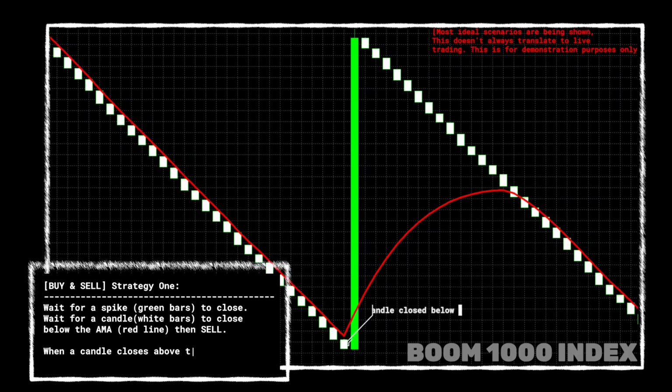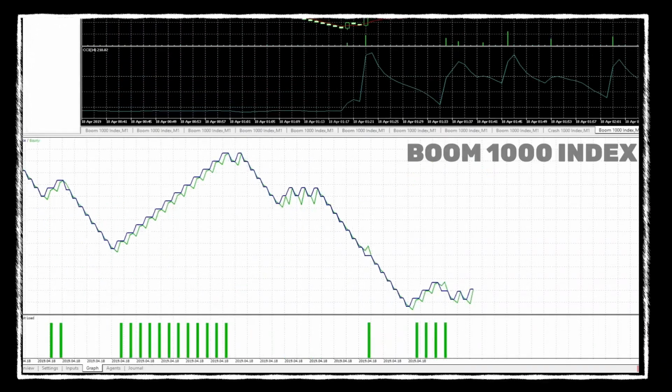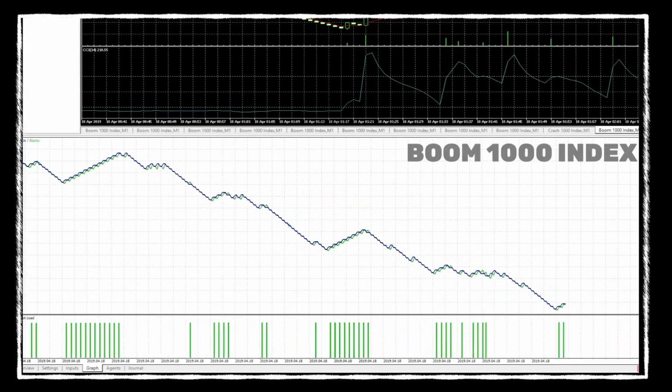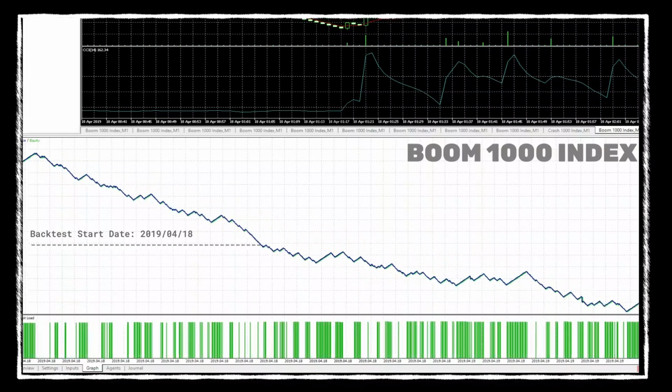I performed a backtest over a 5-year period. Fun fact, this is all the time that the Boom 1000 has existed. It was introduced in 2019. So we're essentially carrying out a backtest on all the data that's out there on the Boom 1000. So anyway, back to the backtest. The backtest could not be completed because we ran out of money a couple of months into the backtest.